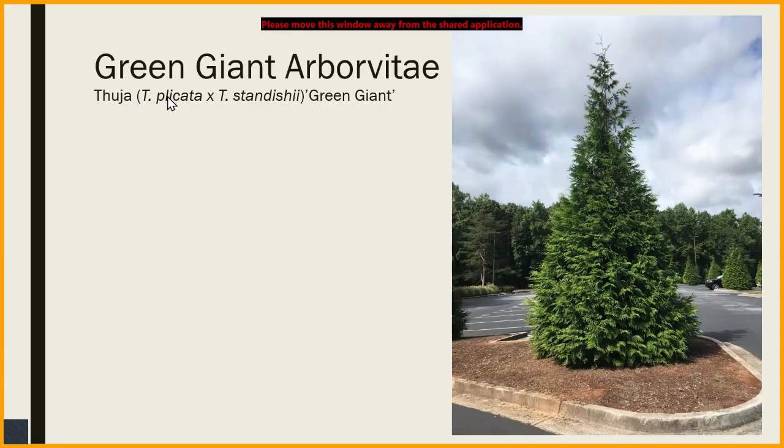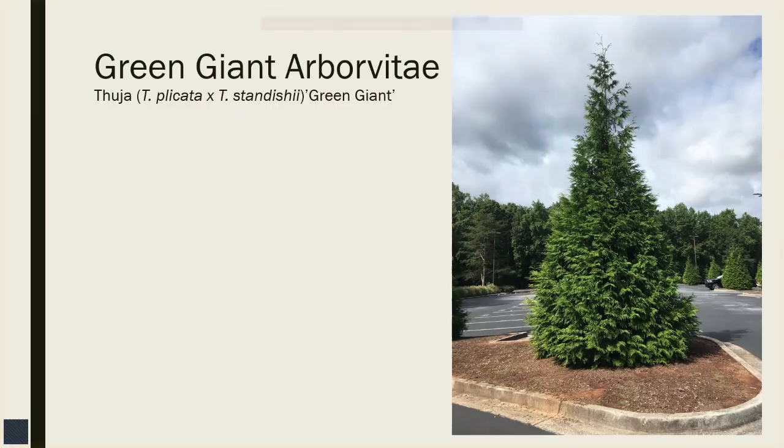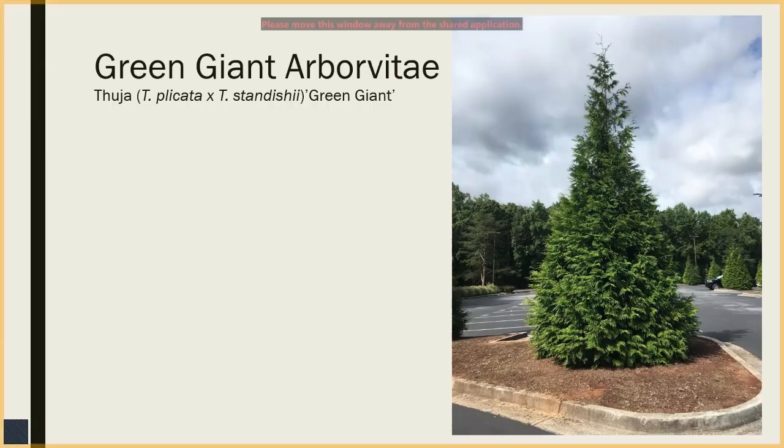So Thuja plicata is the west coast or western arborvitae, and this one, standishii, is a European species. And somebody again had the good fortune, good success of hybridizing these two plants together. That was introduced in the trade many years ago as a green giant arborvitae. Another outstanding evergreen, outstanding conifer.